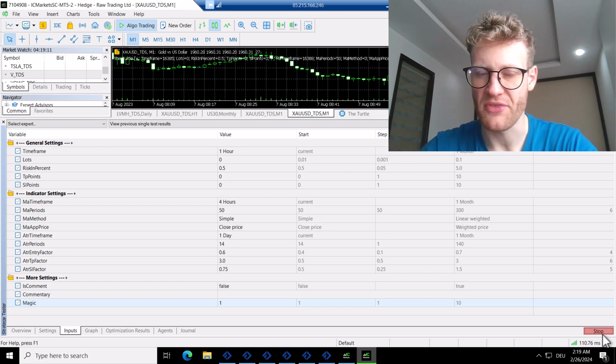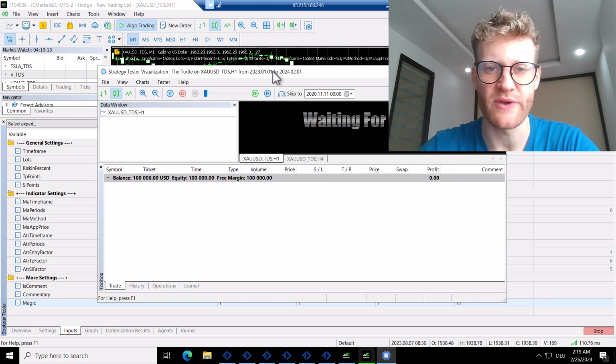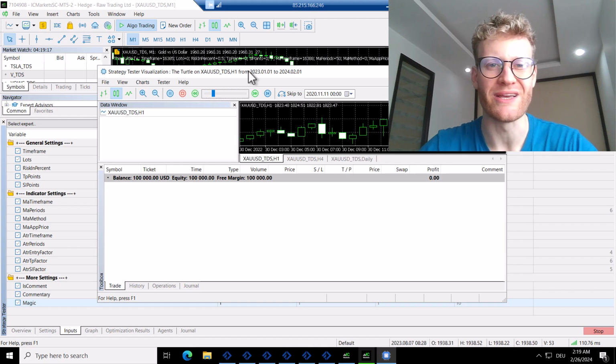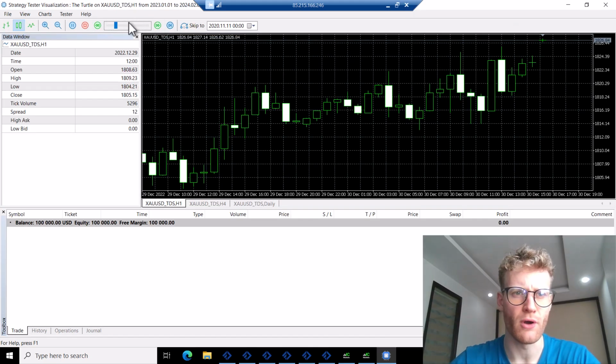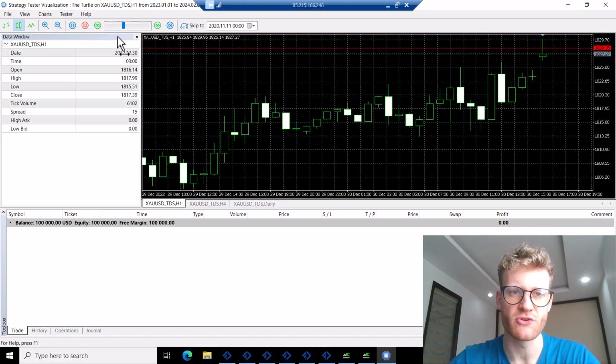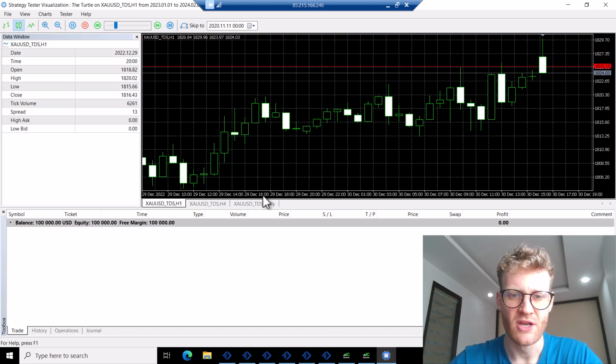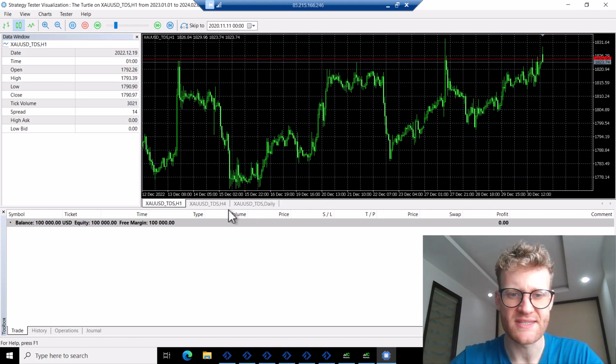So enough of the talking. Let's have a look at the actual strategy in the visual mode, and I will explain everything again so you know exactly what to watch out for if you want to use this strategy or if you want to write the code for the strategy. So you can see immediately we have 3 different time frames here.